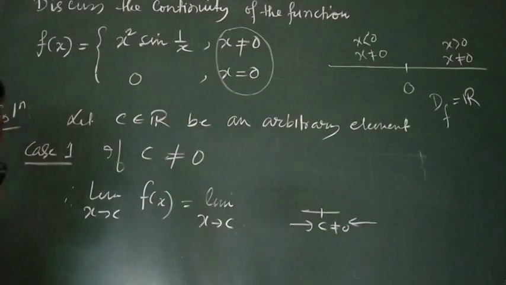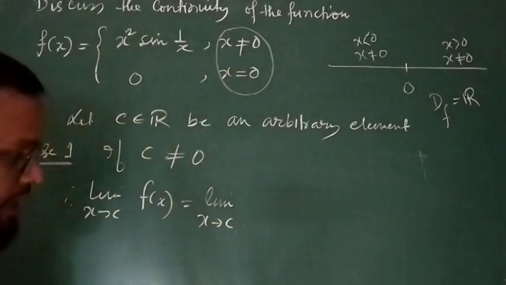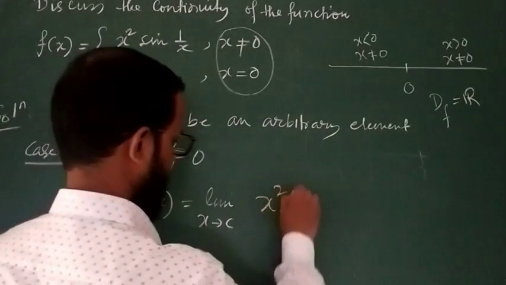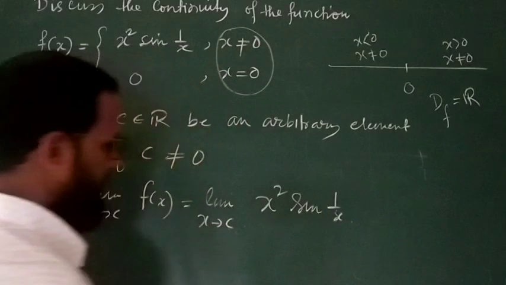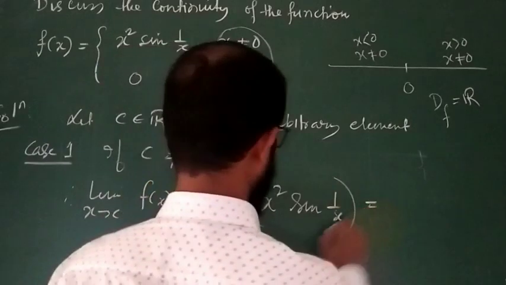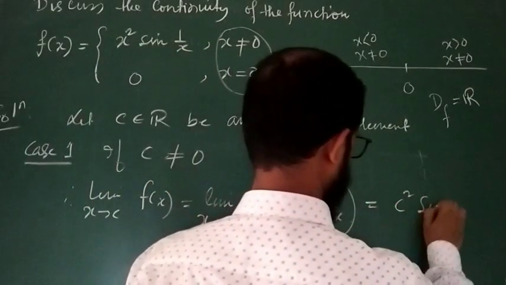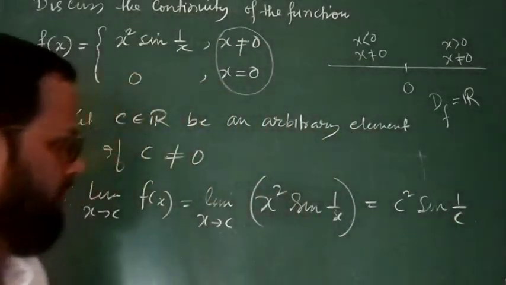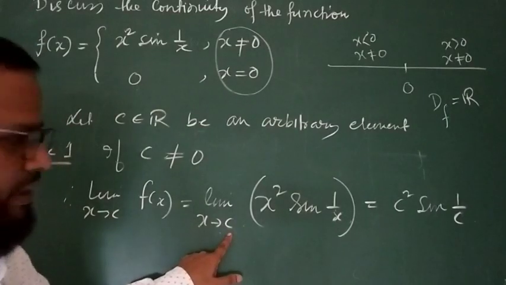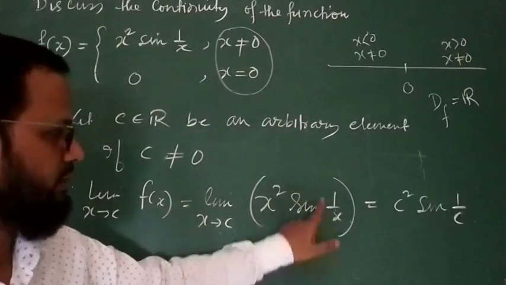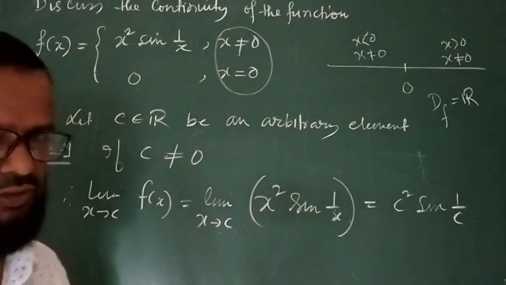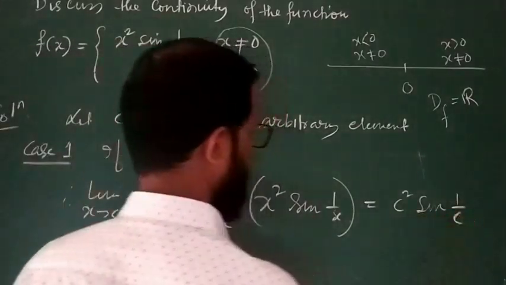So we can consider, since c is non-zero, x is non-zero, and therefore for x non-zero, f(x) equals x square into sine 1 by x. Now you put the limit here and you will get c square sine 1 by c. We can put the limit because x is non-zero, x tends to c and c is a non-zero quantity, so x can be replaced by c. Otherwise it will be undefined. If c becomes 0, this becomes undefined, and then you cannot substitute the limit. So this is c square sine 1 by c.